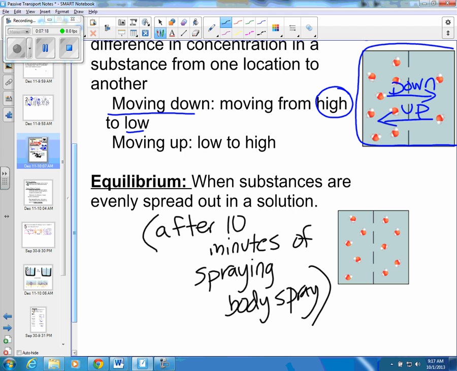So I want you to take, we're not going to get through everything. I want you guys to take a look at your pictures, and I want you to tell me, is there a concentration gradient, or is everything in equilibrium? Label each one.